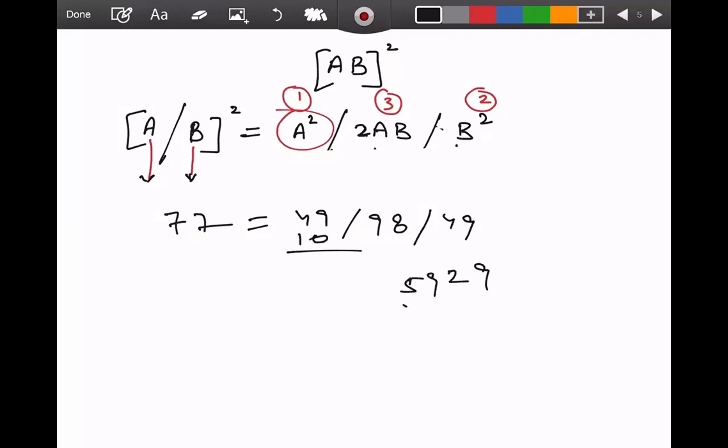Time up. Is this okay? Yes, sir. So this is the ideal time that you can take to solve it.